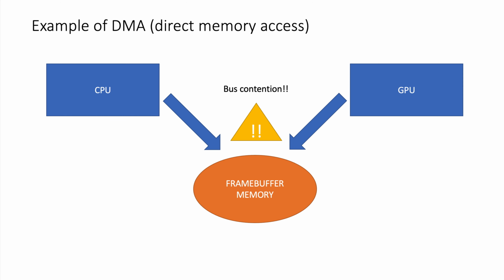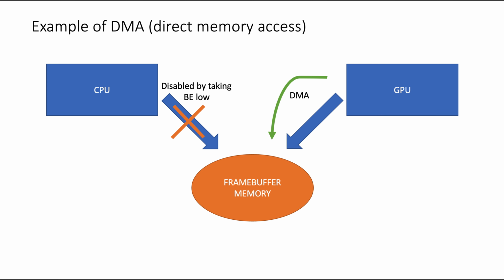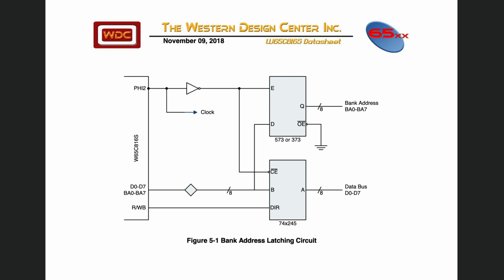The way you would solve that in the system would be to only enable one access at a time. And so in order to allow the GPU to access the memory to refresh the screen, you need to prevent the CPU from accessing the bus. And so you do that by taking bus enable low. This disables the address and data buffers in the CPU, and so the bus is free to be driven by the GPU. So the bank address latching circuit from the datasheet doesn't actually support this use case.